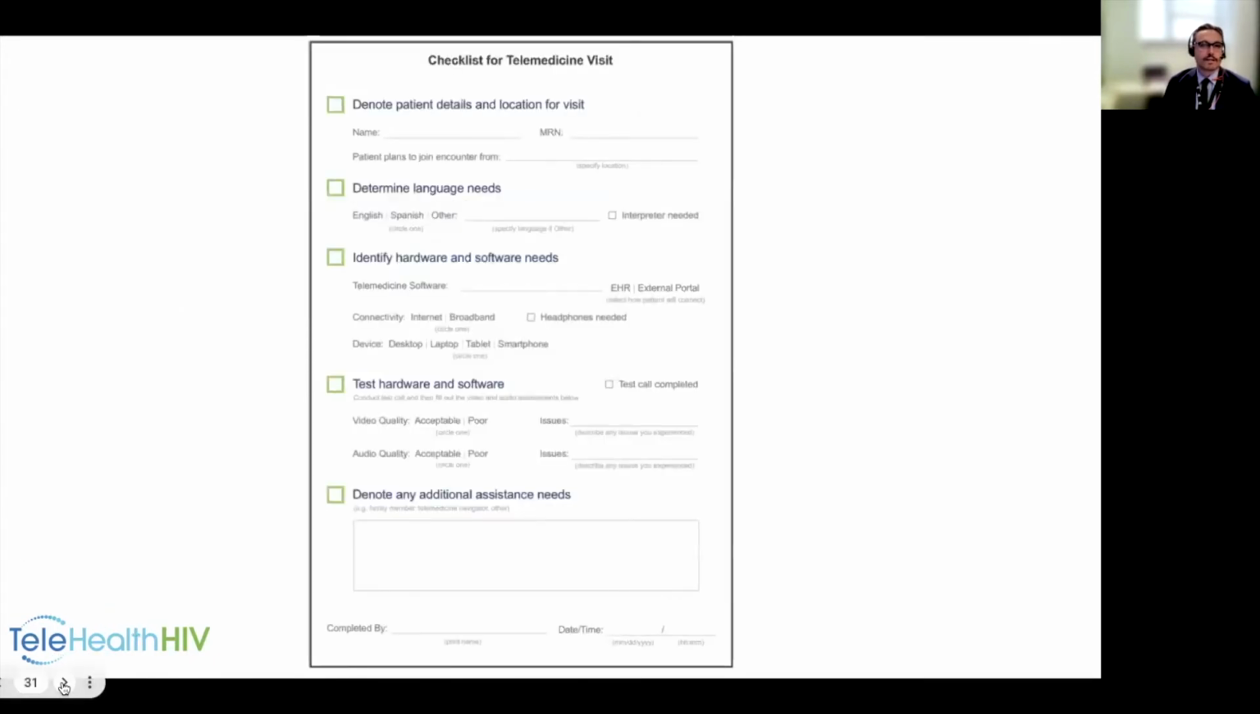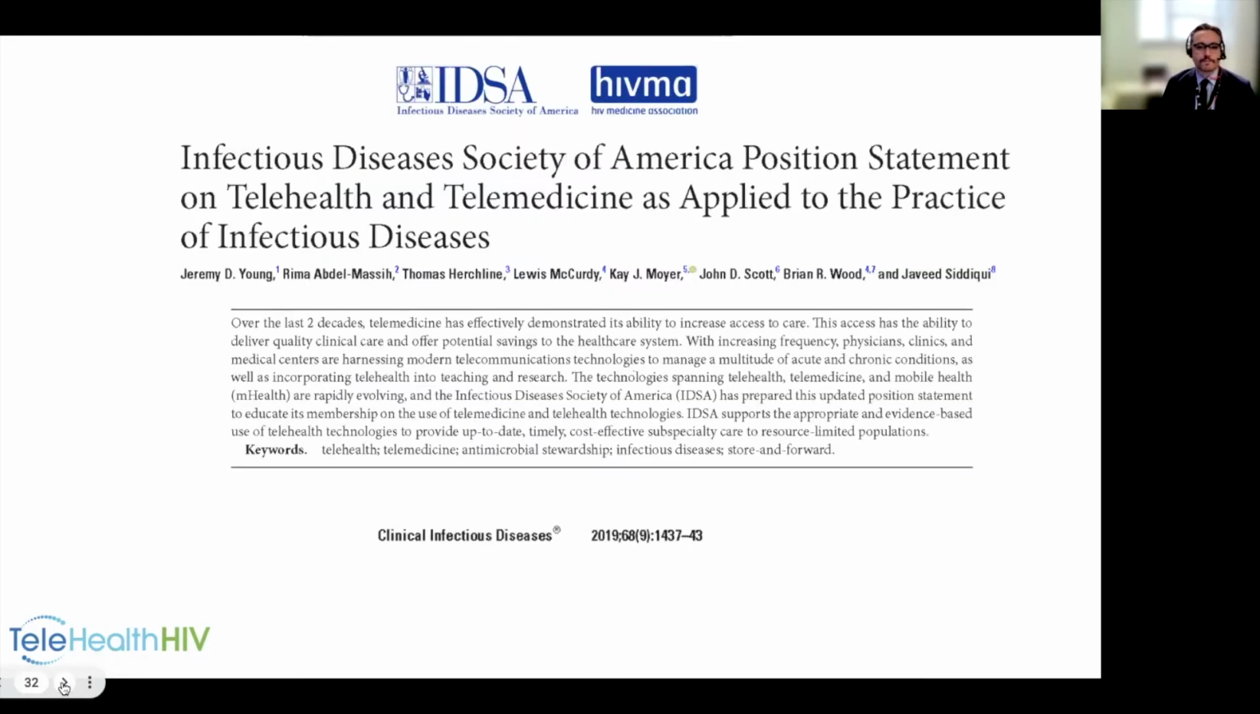And we also have a checklist. I also recommend this if you're going to do synchronous telehealth. When people register for the visit, this is an example checklist that we go through for patient details, language needs, identifying hardware and software needs, and what platform they are going to use. Do they want to go through their Epic MyChart? Do they want to use a third-party provider? And then any other assistance needs. Go ahead to the next slide.